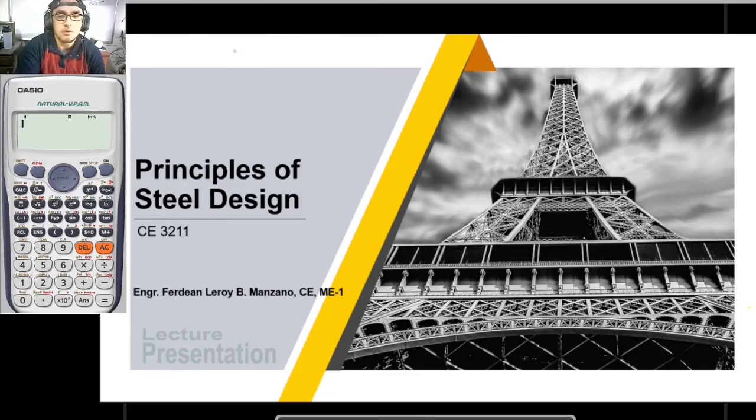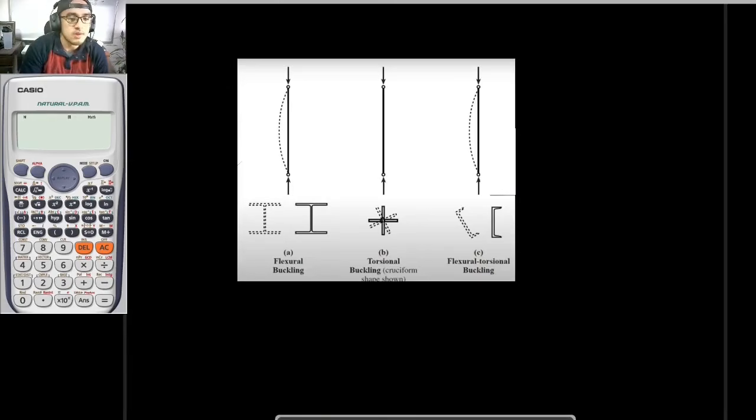So if we are to talk about compression members, these are the most common failures of it. The first one would be flexural buckling. The second one would be torsional buckling. And the third one would be the combination of both flexural and torsional buckling, which is flexural torsional buckling. Okay, so ano ba tong flexural buckling na to? It would be simple, magbe-bend lang siya along an axis. So, let's have an example na lang, no?